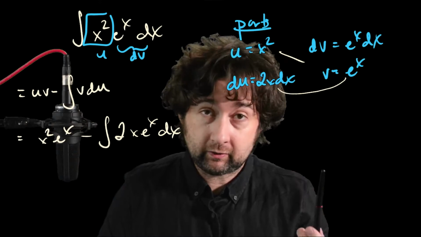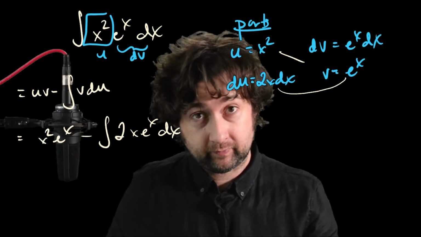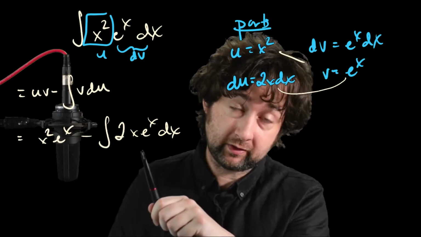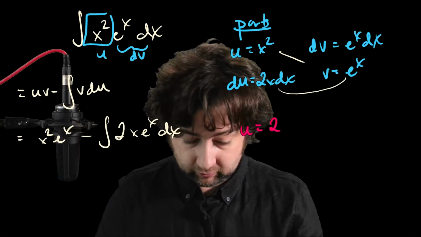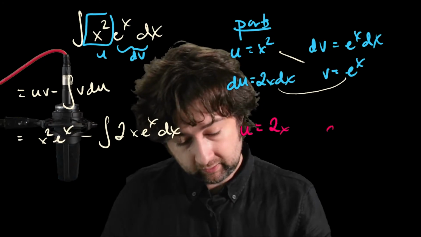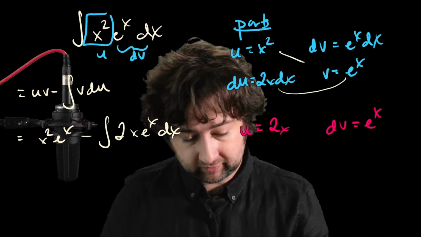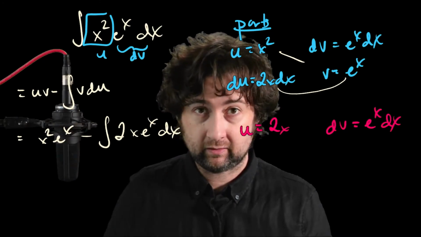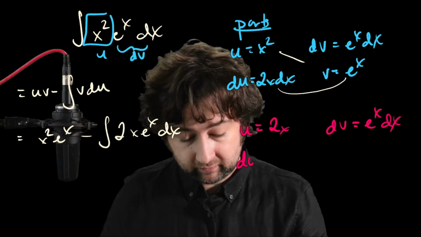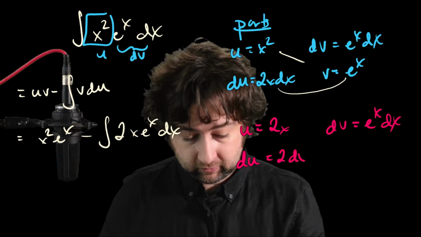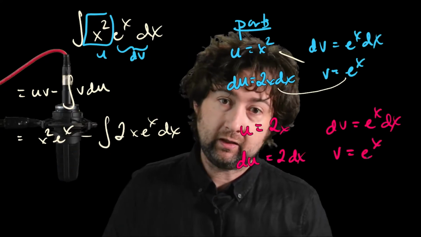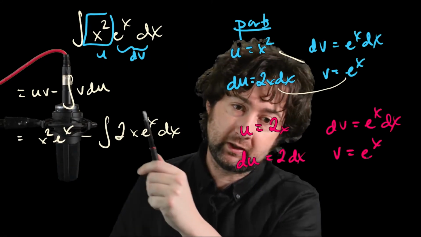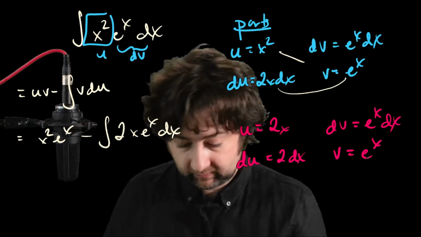So we're going to apply integration by parts a second time so that we can turn this integral into one that we know how to solve. Let u be equal to 2x. And let dv be equal to everything that's left over, which is e to the x dx. The derivative of 2x is 2. And the integral of e to the x is e to the x. And now I can use the same exact formula again, but on this integral.